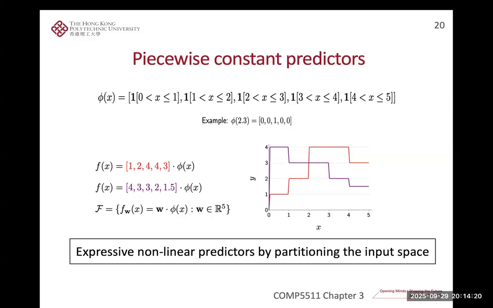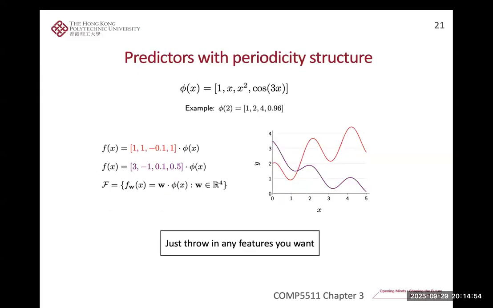Yes, it is still linear with respect to the weight vector. It is still linear in the feature extractor of x, but it is not linear in the variable x, right? But for this complex problem, we simply partition the input space and represent the feature extractor in this way. So you can still use linear models to represent these so-called piecewise constant predictors, right?